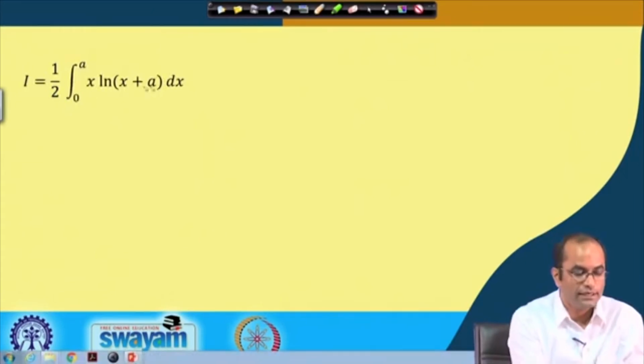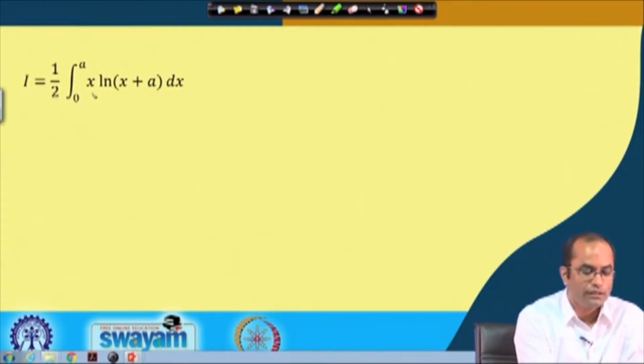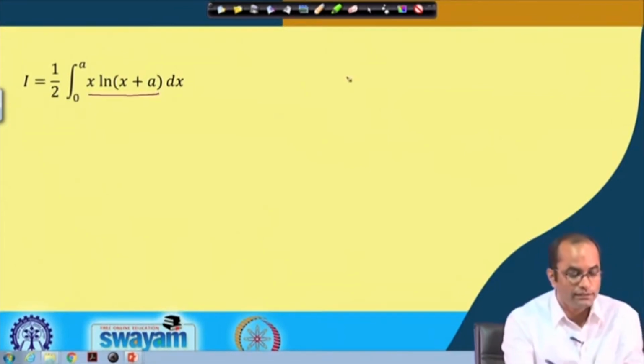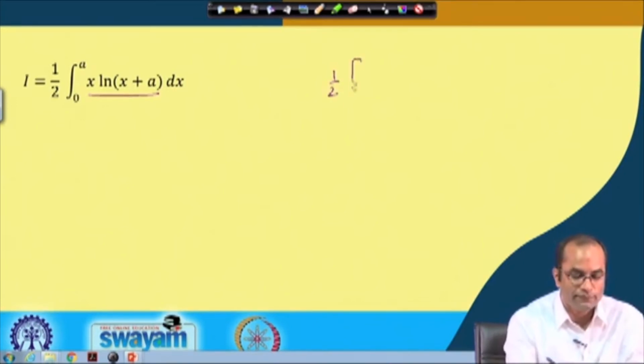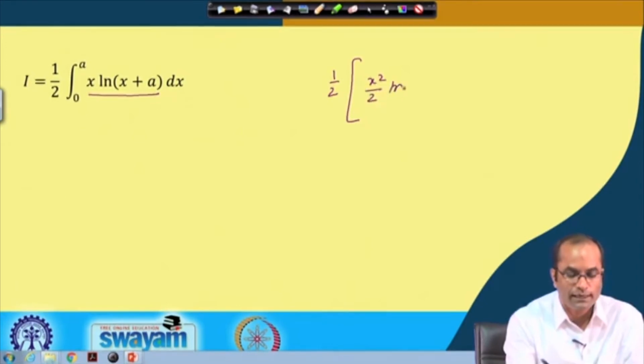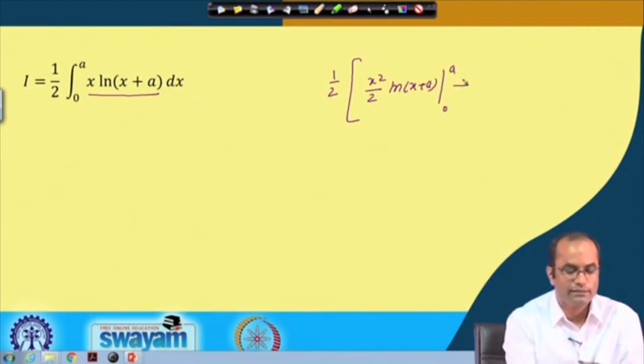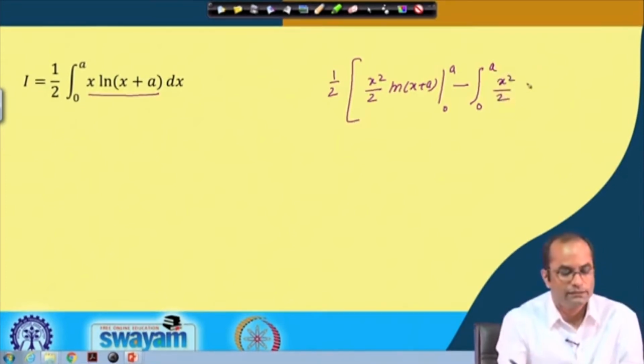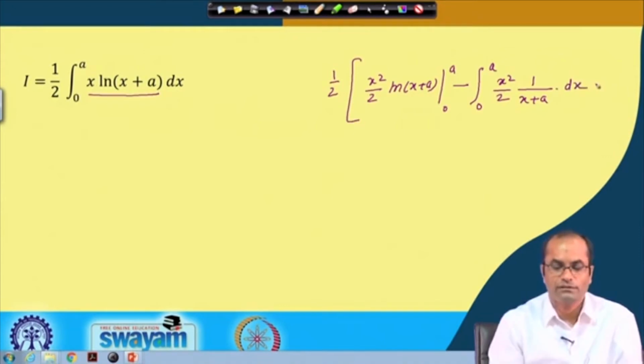So, this is again easier. We have to apply the idea of integration by parts, so we will do that. Here, half as it is, and then the x will become x squared by 2 times ln(x plus a) for the integration by parts from 0 to a, and then minus again from 0 to a, the integral of x, which is x squared by 2, and then the differentiation of ln(x plus a) will be 1 over x plus a, and then we have this dx.